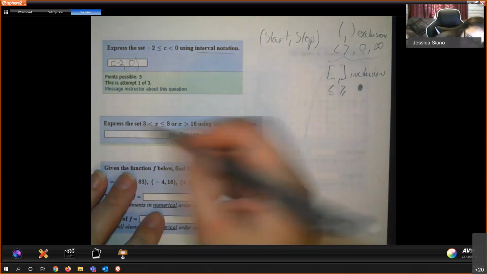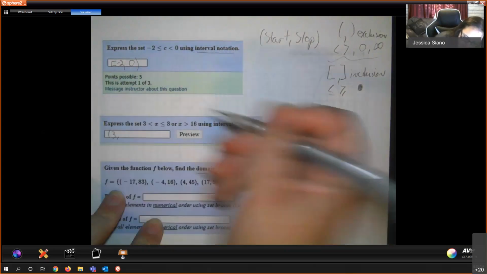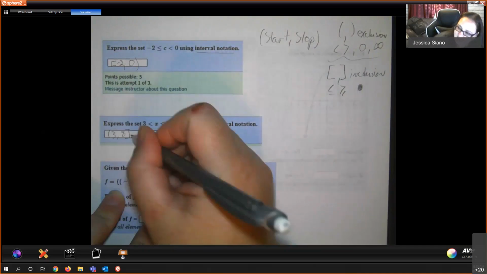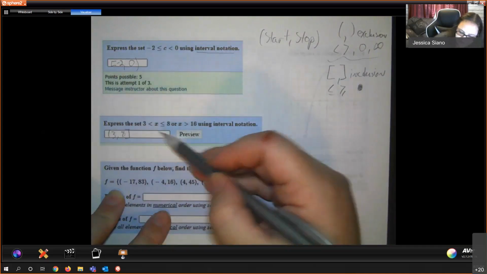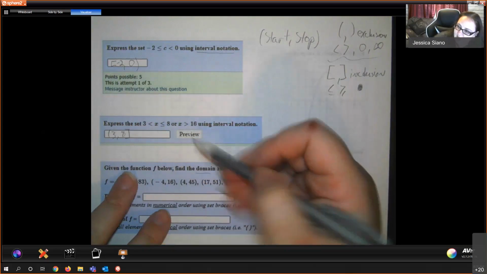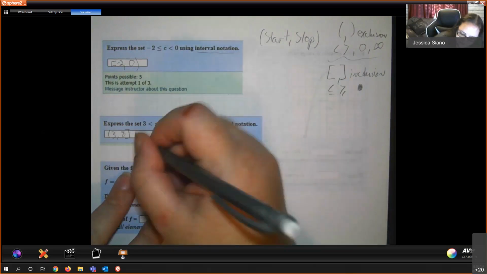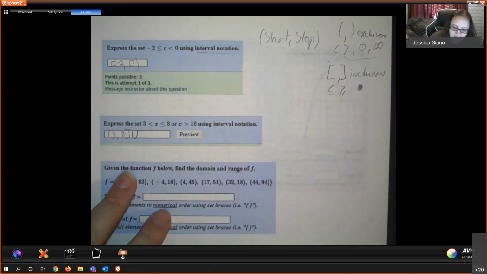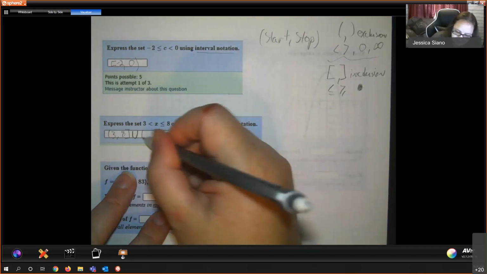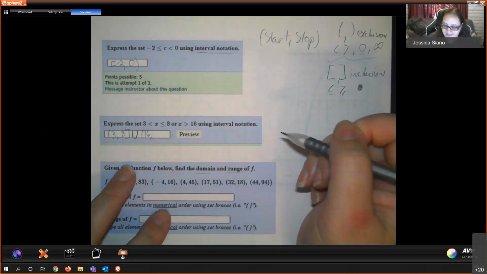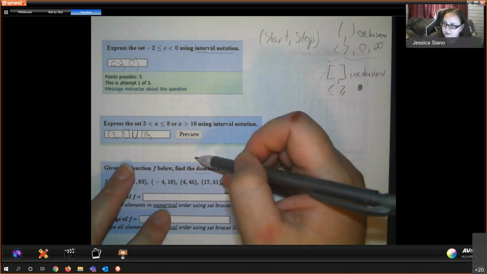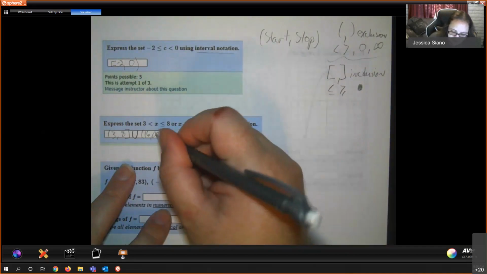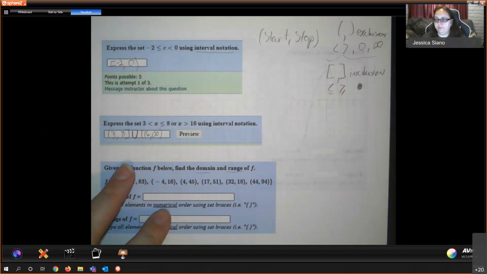And so then here we would say, okay, well, this is 3 to 8, 3 with a parenthesis, 8 with a bracket, again, because we have no or equal to, and we have the or equal to. And or we do a U, capital U. Or, and then this would start at 16, 16 not included because it does not have the or equal to, and go on forever. Okay?